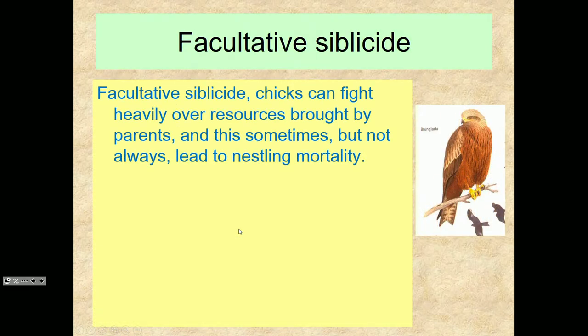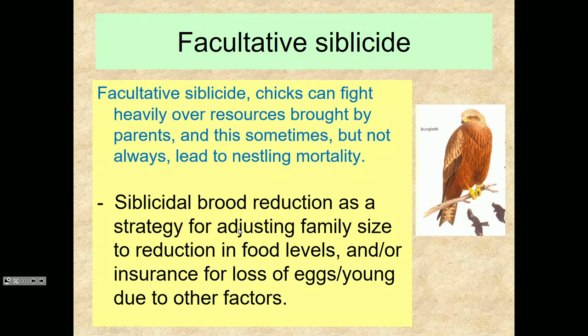So, just to remind you again, facultative siblicide is where chicks can fight heavily over resources brought by parents, sometimes but not always leading to nestling mortality, in contrast to obligate siblicide, where the second one kicks the other one out of the nest or kills it in the nest. And siblicidal brood reduction is a strategy for adjusting family size to reduction in food levels, or could also be seen as insurance for loss of eggs or young due to other factors.